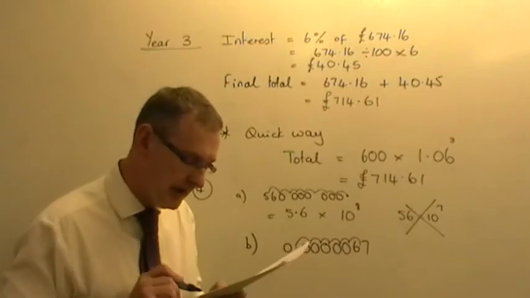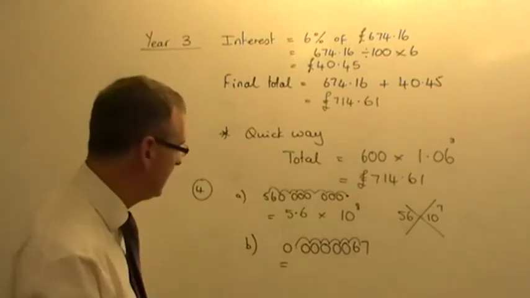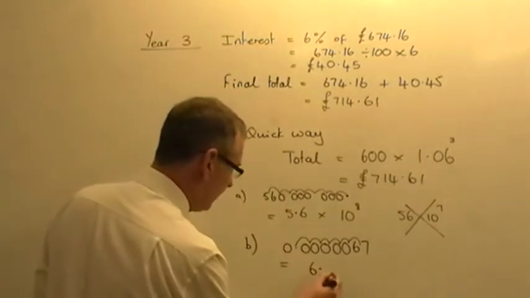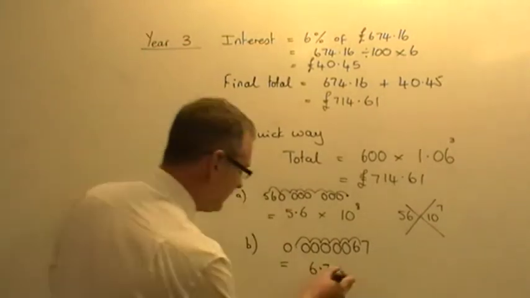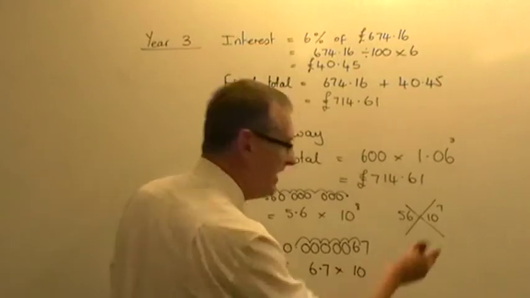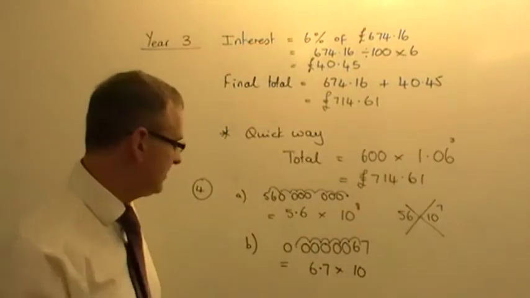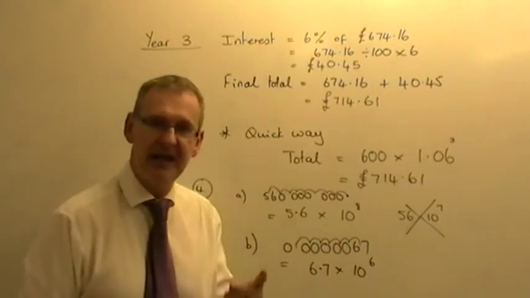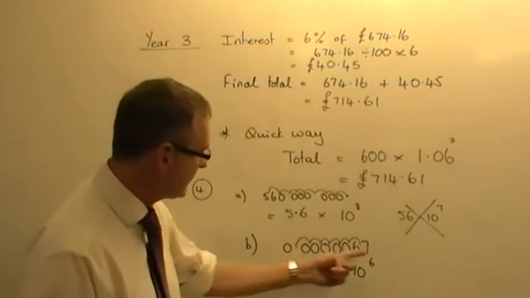Let me just check that again. 1, 2, 3, 4, 5, that's right, 6 places. So, what is the number I get? Well, I'd get 6.7 if I did that. Times by 10, it's always times 10 to some power. How many places have I moved it? 6.